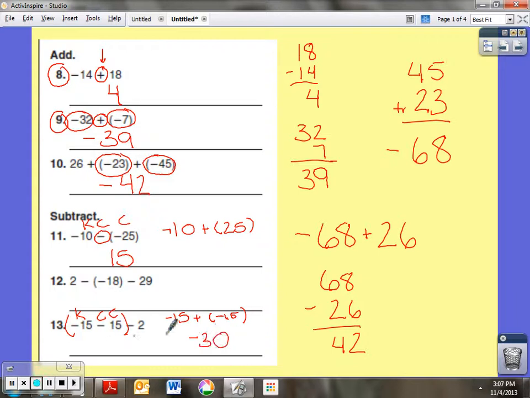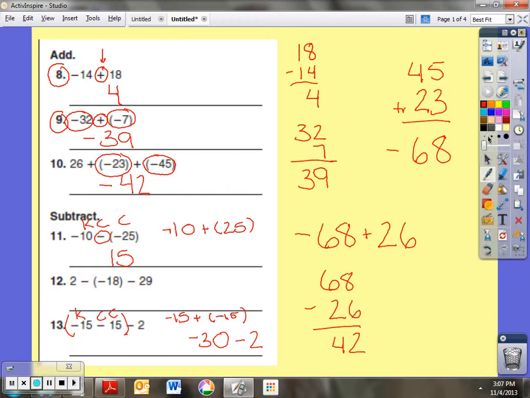Now I'm going to tack on that minus 2, so negative 30 minus 2. Remember, it is keep, change, change. Negative 30 plus negative 2. Negative plus a negative gives me a negative. 30 plus 2 is 32. They're both negative, so my answer will be negative.